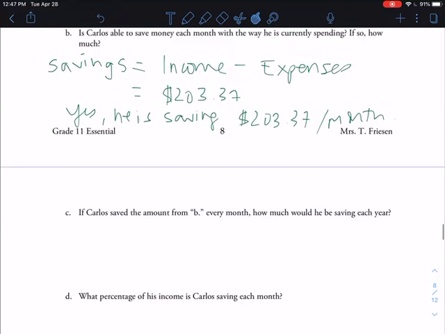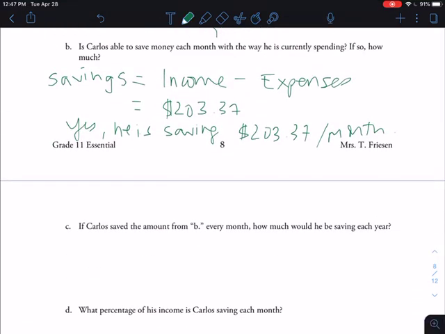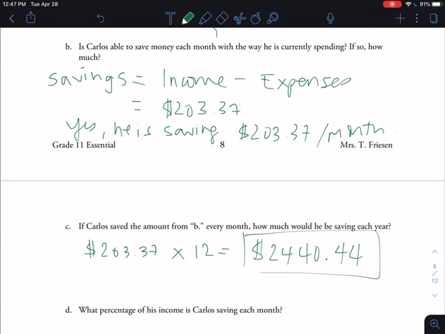Okay, moving down. If Carlos saved the amount from B every month, how much would he be saving every year? Again, this is just like Taida's example, the earlier one in this video. We're going to take that amount and multiply it by 12 because there are 12 months in a year. That's going to tell us how much he's saving in total every year. So that's $2,440.44. Lots of fours. Interesting. Okay, there we go.